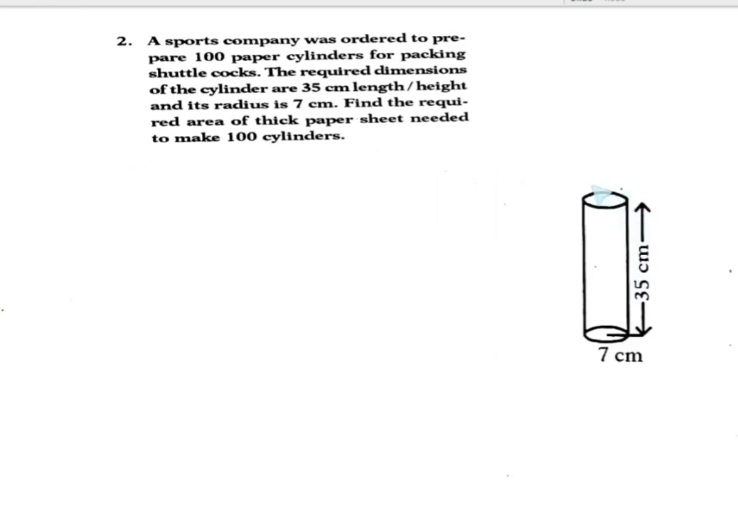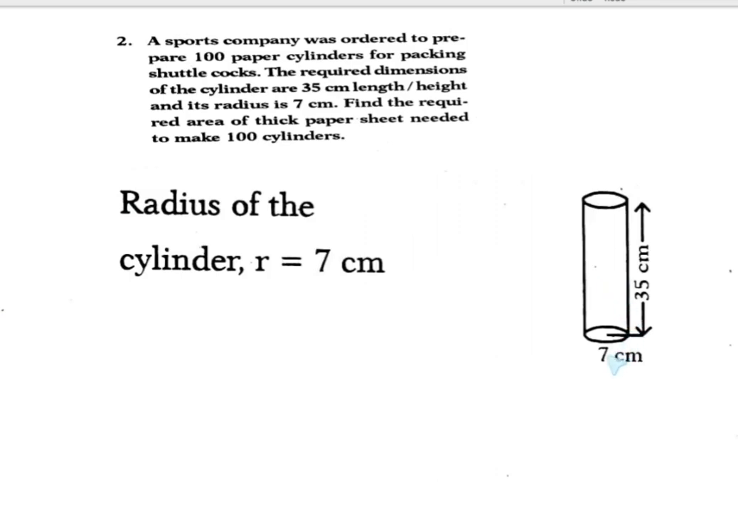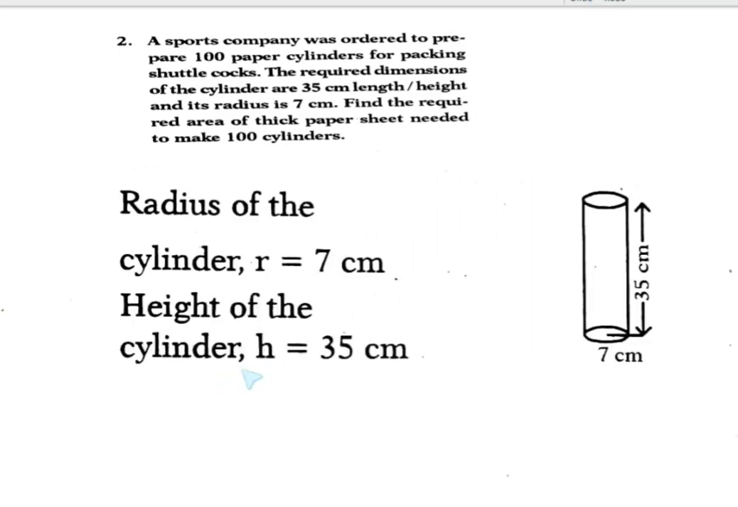This is the cylinder. A sports company ordered to prepare 100 cylinders for packing shuttlecocks. So the two lids are here, and this is the cylinder. Its radius is 7 centimeters and the height of the cylinder is 35 centimeters. Now the radius of the cylinder is 7 centimeters and height of the cylinder is 35 centimeters.